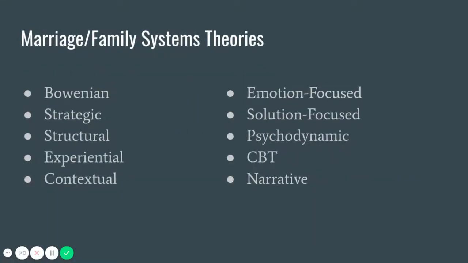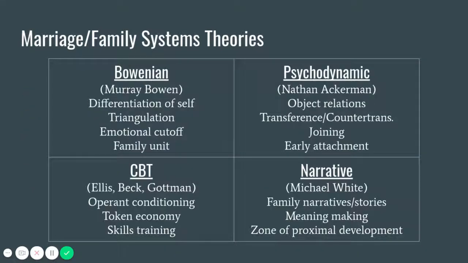This is a summary of the different marriage and family systems theories that we'll cover. There are 10 that we'll discuss: Bowenian, strategic, structural, experiential, contextual, emotion-focused, solution-focused, psychodynamic, CBT, and narrative. I've put them combined in a certain order so that we can look at them side by side, because Bowenian is certainly foundational to family systems. Murray Bowen was really the start of genuine family systems theory.